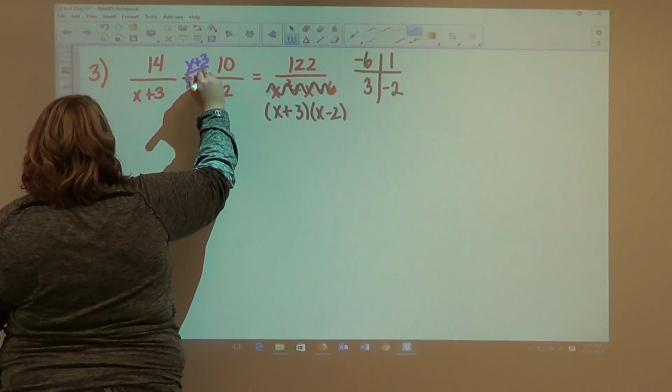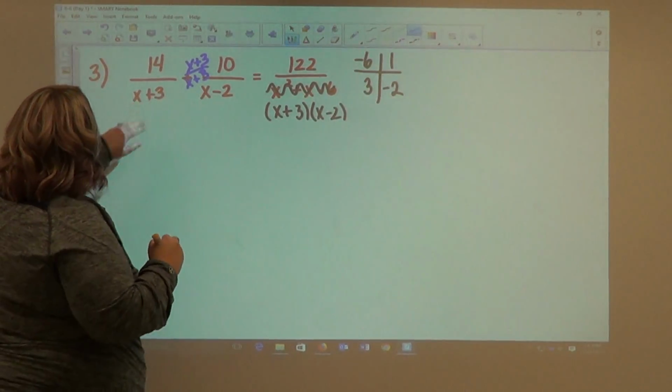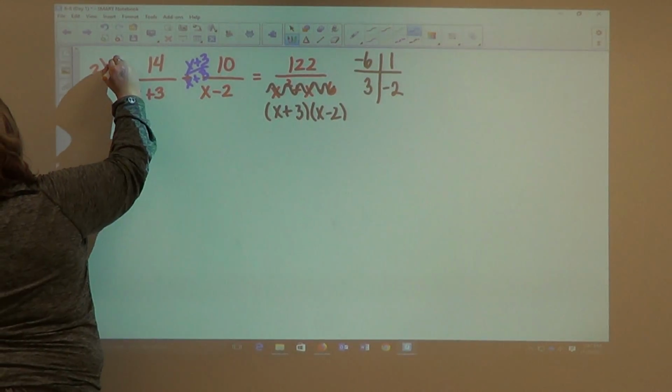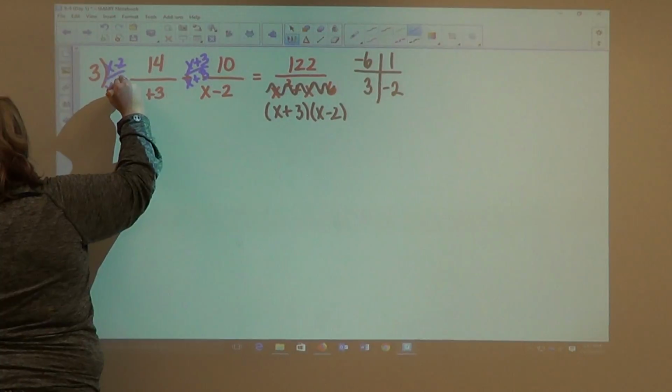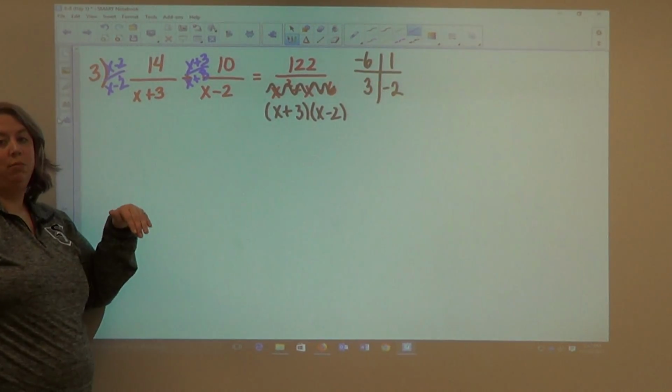We're going to multiply top and bottom by it. These two both have x minus 2's, but this one doesn't, so you're going to multiply this one by x minus 2. Okay, when you multiply, you have to multiply the top and the bottom by what you need.